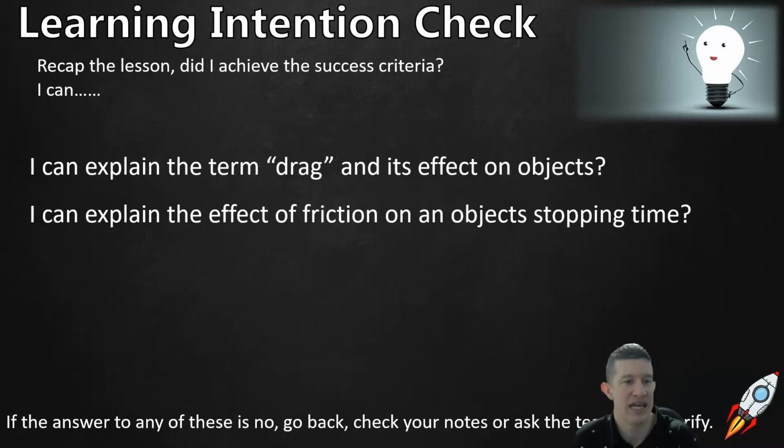So to recap, can you explain this term of drag and its effect on objects in a very general sense? And can you explain the effect of friction on an object's stopping time? And here we're more talking about simple things like discussing how increasing the speed increases your stopping distance, and how we've got this concept of reaction time affecting how far we travel as well, so a reaction distance.